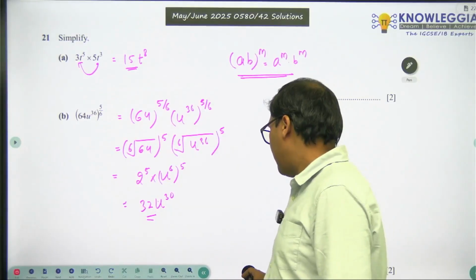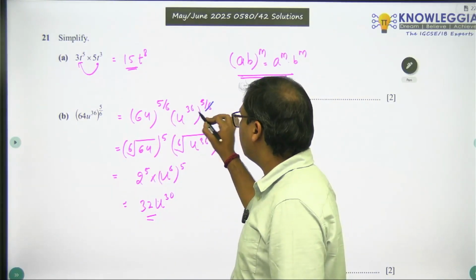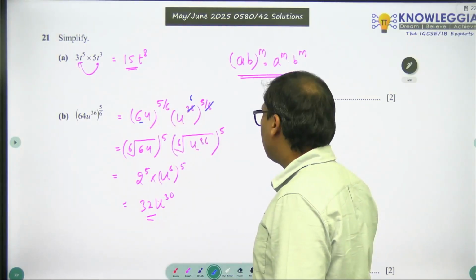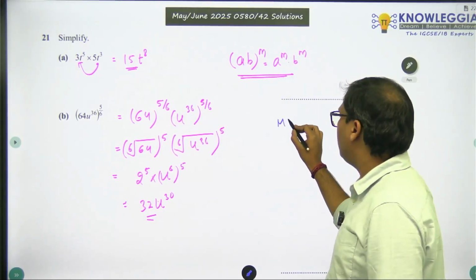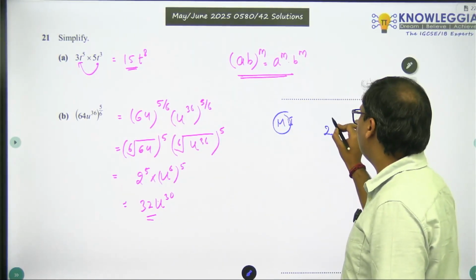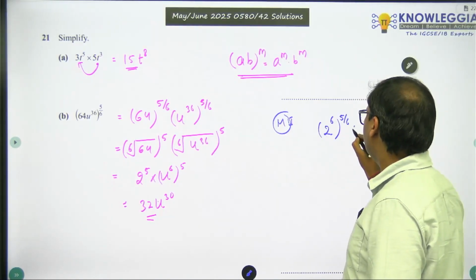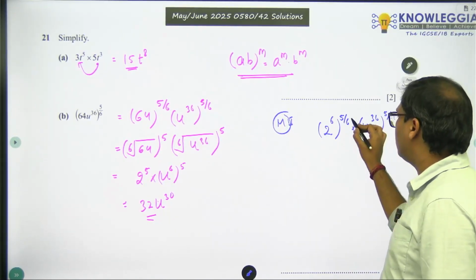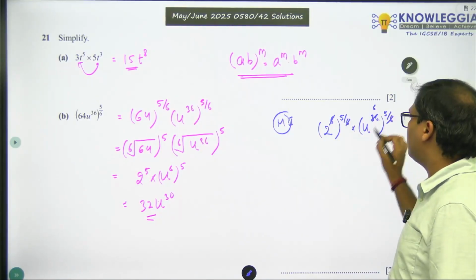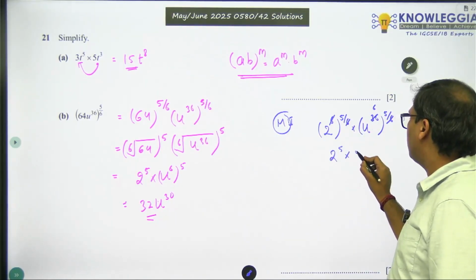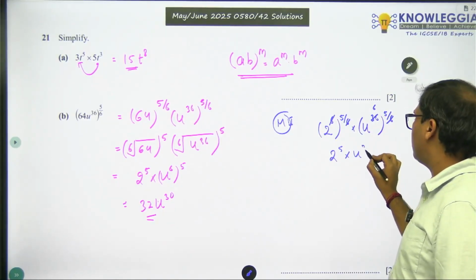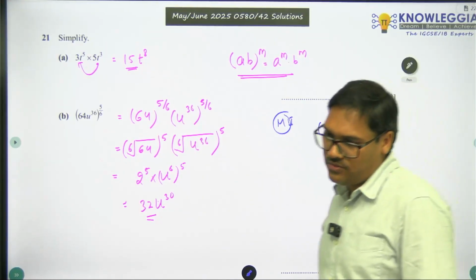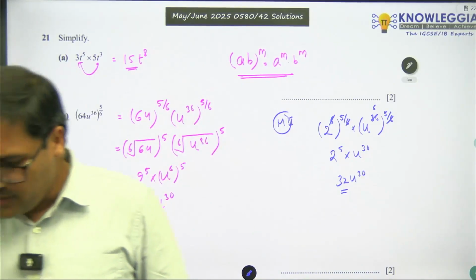Or you can just simply write it like this. Method 2: this is 2 raised to 6, raised to 5 upon 6, multiplied with u raised to 36, raised to 5 upon 6. So this 6 and 6 cancel, and this 36 cancels. This is 2 raised to 5, and this is u raised to 5 into 6, which is 30. So which is 32 u raised to 30. That is the answer for this.